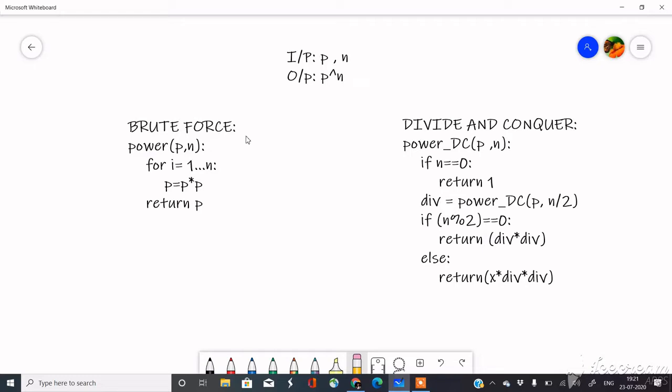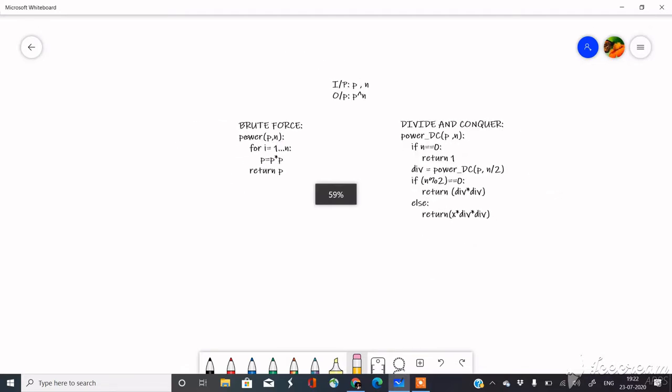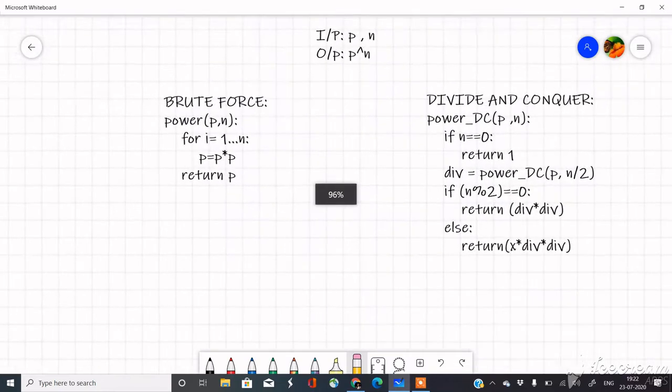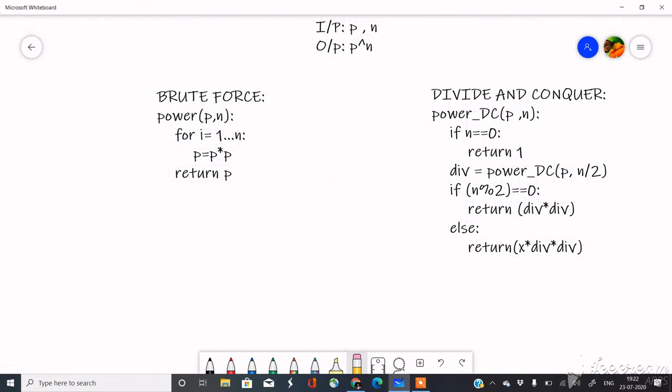When we see p to the power n, what comes to our mind first is to take a for loop from 1 through n and just multiply iteratively. That gives the result correctly. However, we see in this case that the space is order of 1. However, the time is order of n.